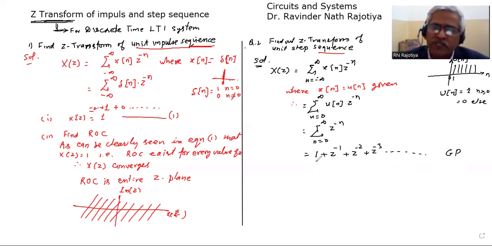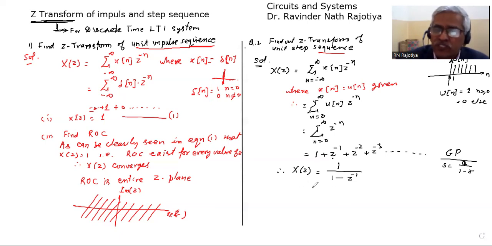A is the first term, and R is the common ratio. The sum S is equal to A over 1 minus R, where A is equal to 1 and R is equal to z power of minus 1. Putting these values there, I get X of z equal to 1 upon 1 minus z power of minus 1. So this is the answer.